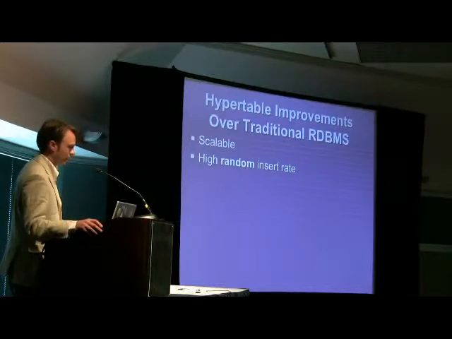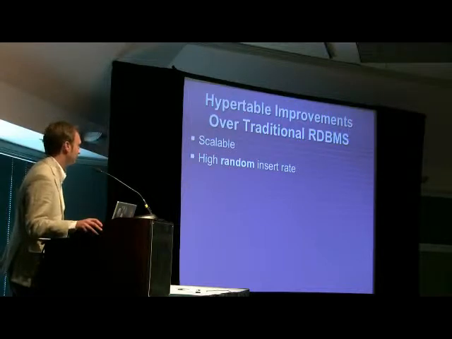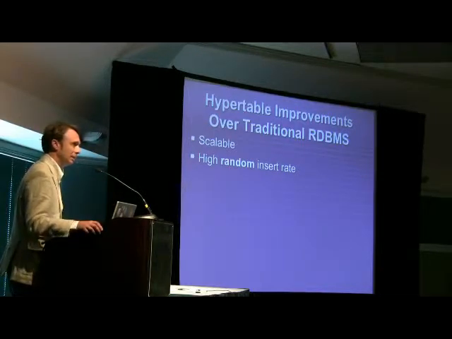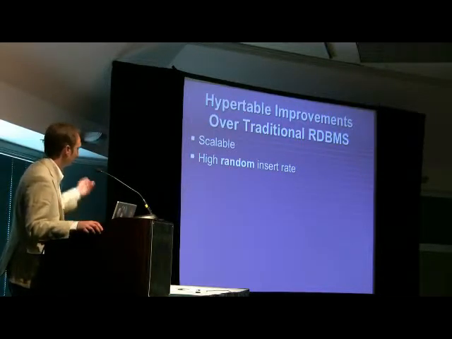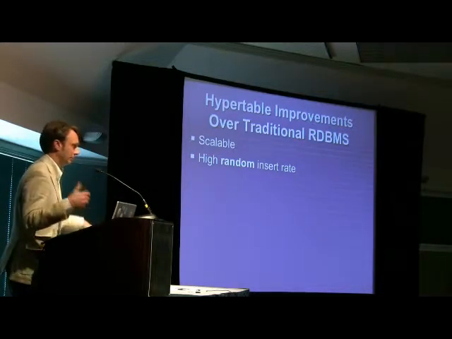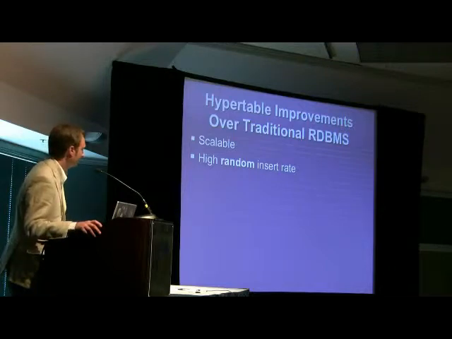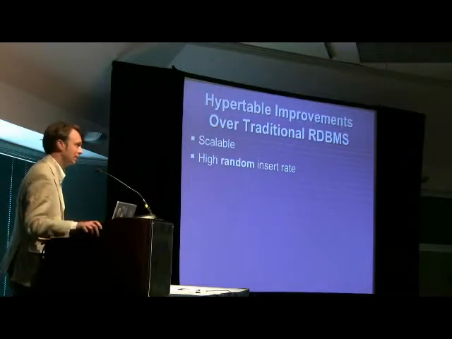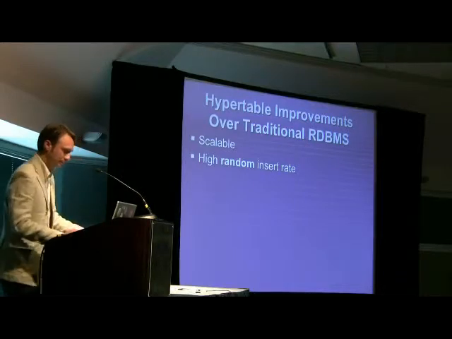The other improvement is Hypertable can achieve an extremely high random key insert rate. You can insert keys in random order at a rate of millions of keys per second, and then you can turn around and scan cells out of that same table at millions of cells per second.